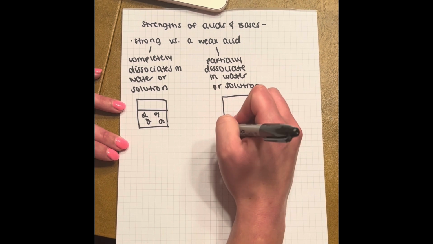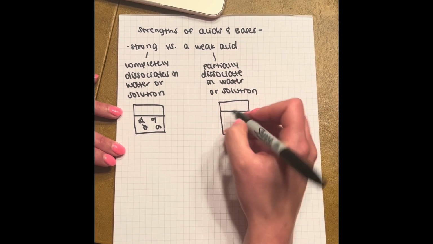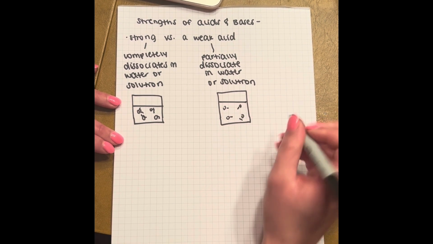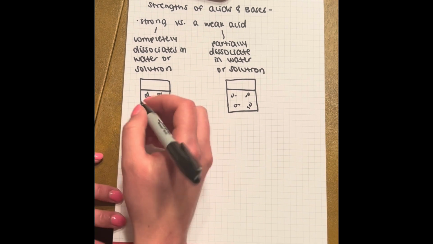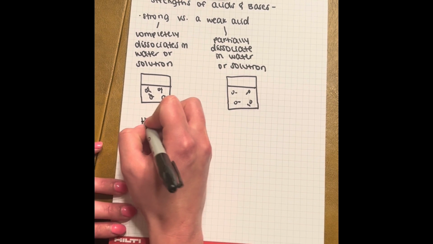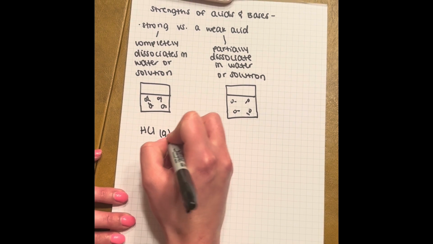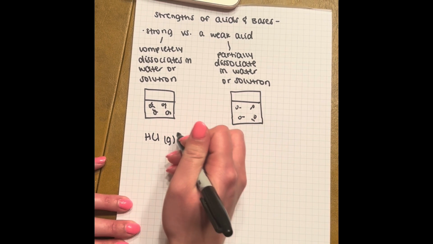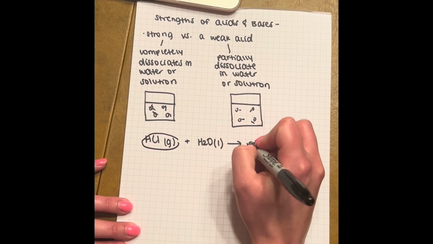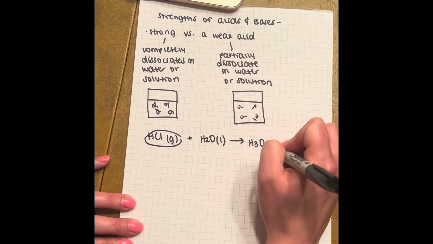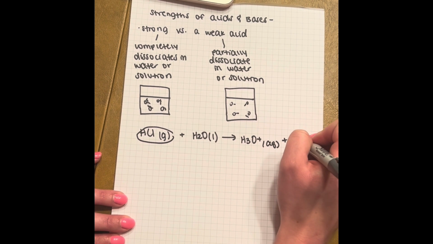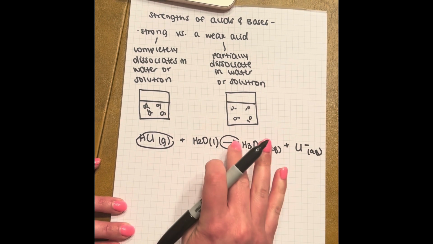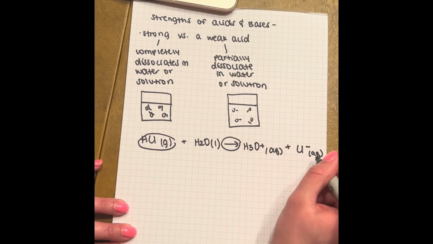So if we have our weak acid in a solution, they only dissociate a little bit, just like that. So an example of a strong acid would be HCl, which is a gas in water. And this is gonna break up into H3O+ and Cl-, just like that. And we can see that this arrow is indicating that this is gonna completely dissociate.